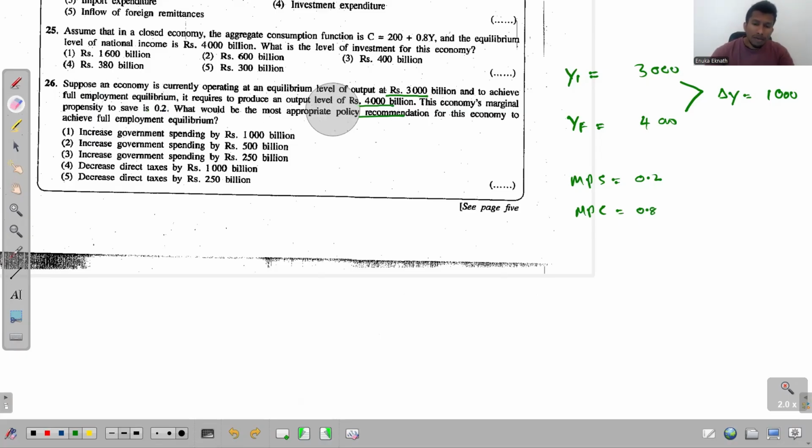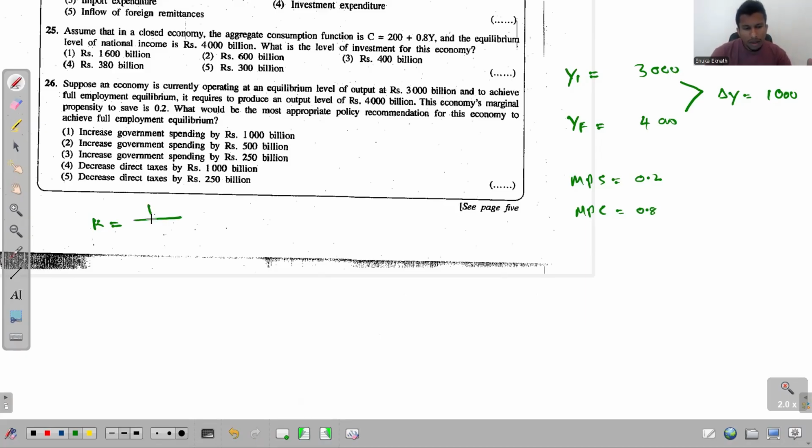All right. And if you look at the given answers, they just talk about government spending and the direct taxes. See, government spending and direct taxes, both we recognize as autonomous components, right? So when these autonomous expenditures get increased, it always creates a multiplier effect on the national income. So it's better to first calculate the expenditure multiplier and the tax multiplier before we read all these given options, right?